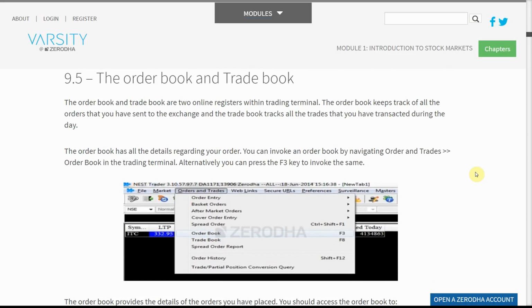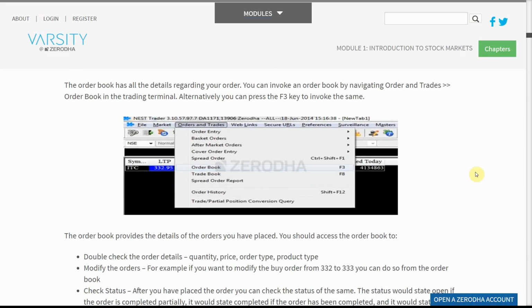9.5 The order book and trade book. The order book and trade book are 2 online registers within the Trading Terminal. The order book keeps track of all the orders that you have sent to the exchange, and the trade book tracks all the trades that you have transacted during the day. The order book has all the details regarding your order. You can invoke the order book by navigating to Orders and Trades > Order Book in the Trading Terminal. Alternatively, you can press the F3 key to invoke the same.